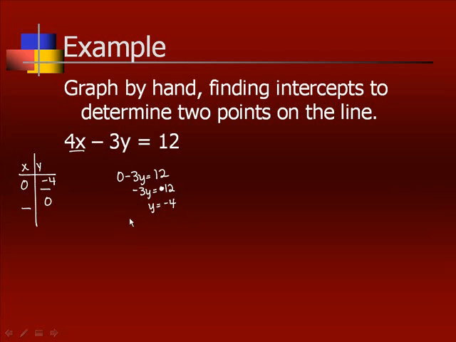If y is equal to 0, 4x minus 0 equals 12. 4x is 12, divide by 4, so we know that x is 3. Fairly easy to get our points if it's in standard form. Over 0 down 4, over 3 up 0, connect the dots, and there's your equation.